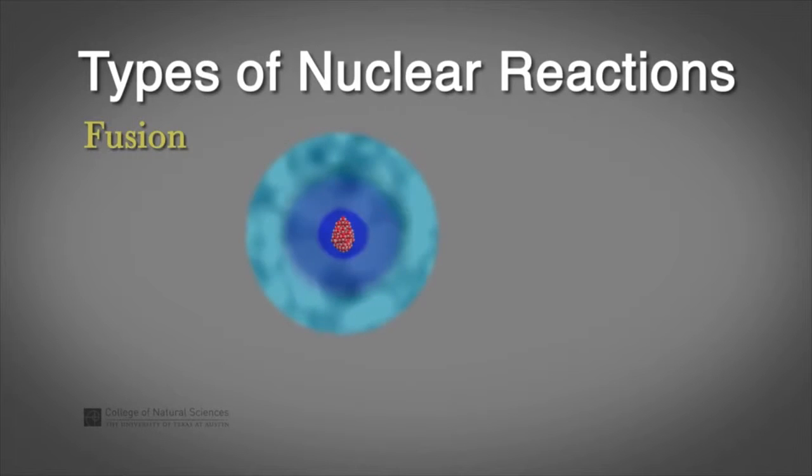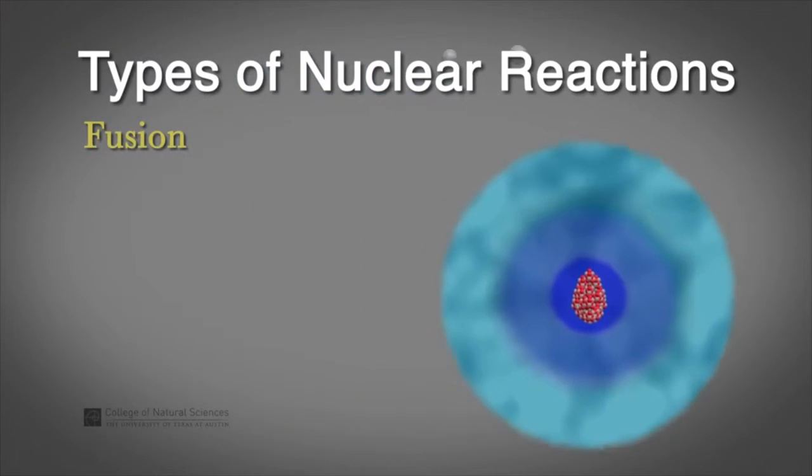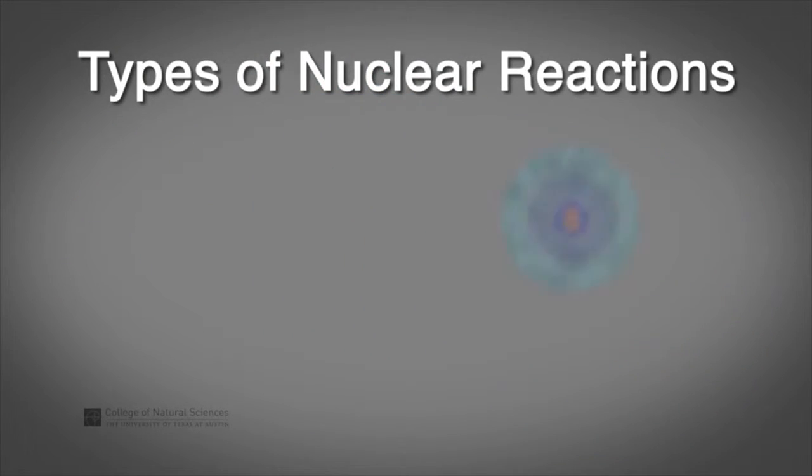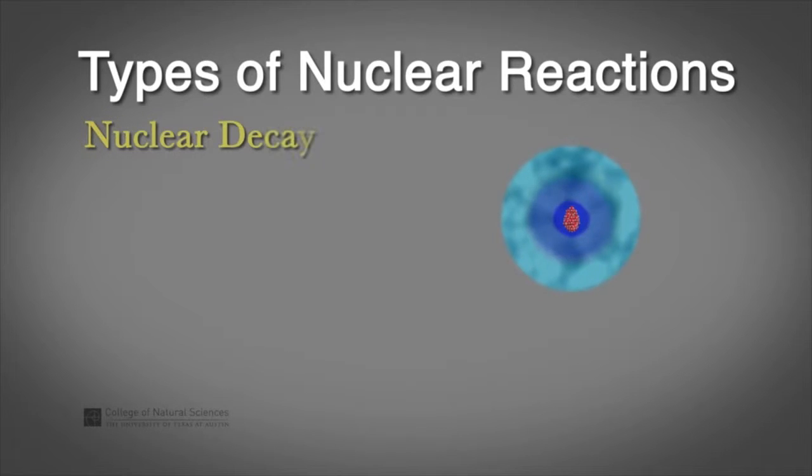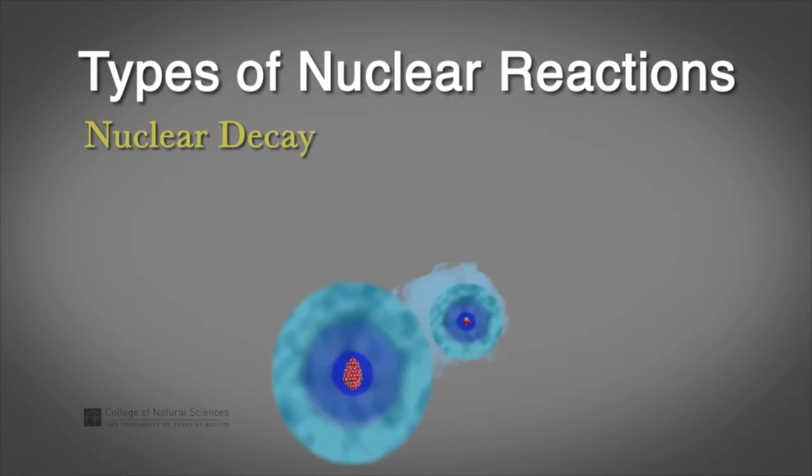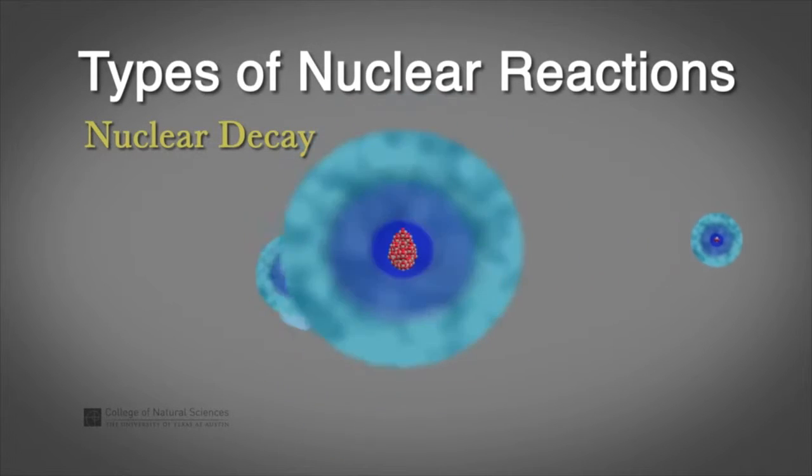We have reactions which involve nuclei splitting up and one atom forming multiple atoms. Those are called fission reactions. We also have fusion reactions, where multiple nuclei come together and make a single atom. And then we also have just nuclear decay processes, where one atom spontaneously converts into a different type of atom by spitting out a small subatomic particle.